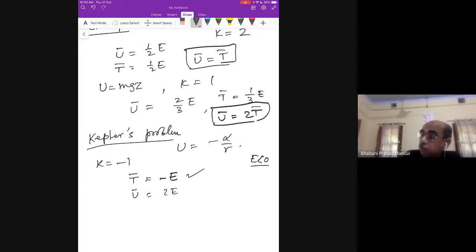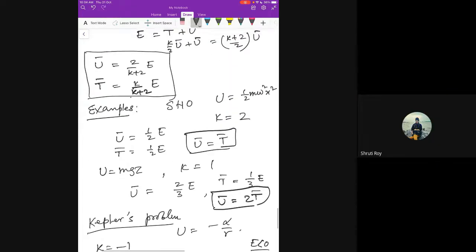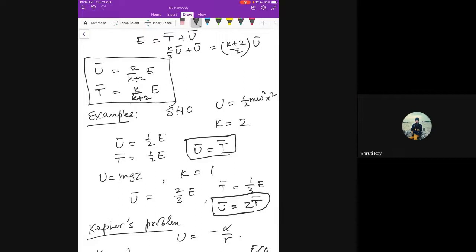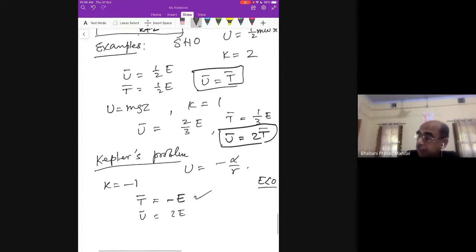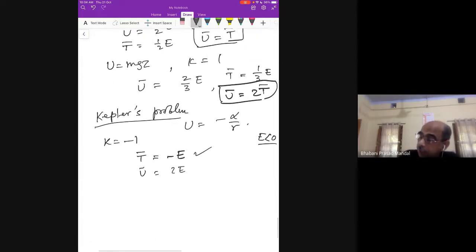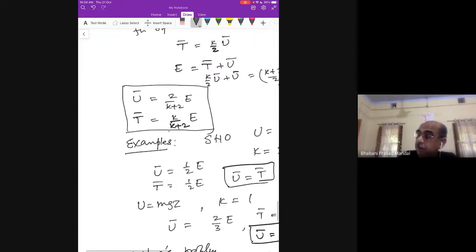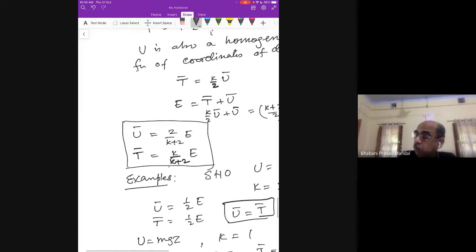I generally should explain that, but: Sir, if k is equal to -2? Yes, that is the question you must have in your mind. So if you have a potential U as minus beta by r square, then k equal to -2, and then there will be difficulties. If k equal to -2, then the denominator is 0. So this formula will not be valid. This formula will not give you a sensible result. The U bar will be infinity, T bar will be infinity.